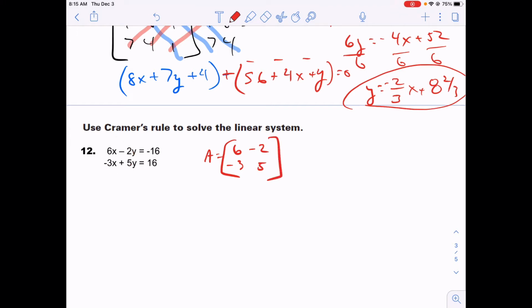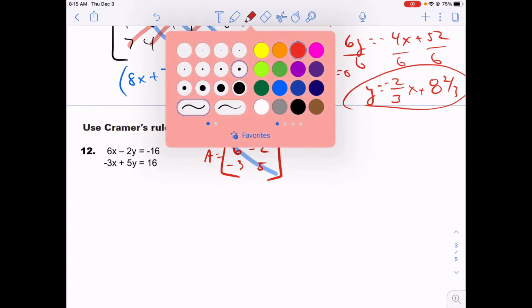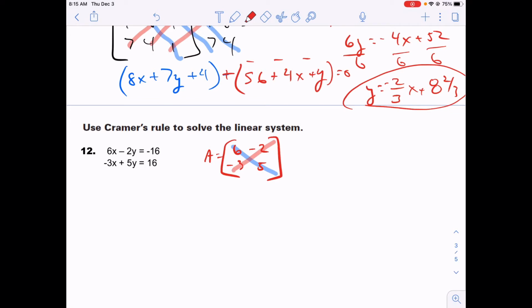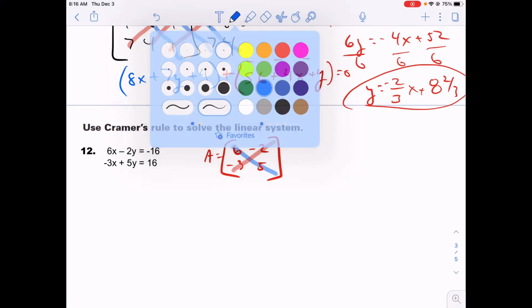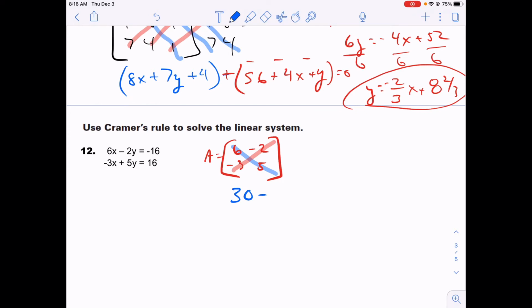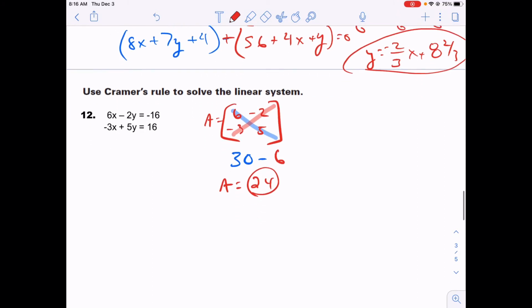Okay. So when I do my determinant, it's 6 times 5, and then I do the -3 times -2. Okay, so here's what we get. We have 6 times 5 is 30, and we subtract the 6, because it's -3 times -2 is +6, and we now have 24. So that's now my A determinant, my coefficient matrix. Okay? All right, now to find x and y.